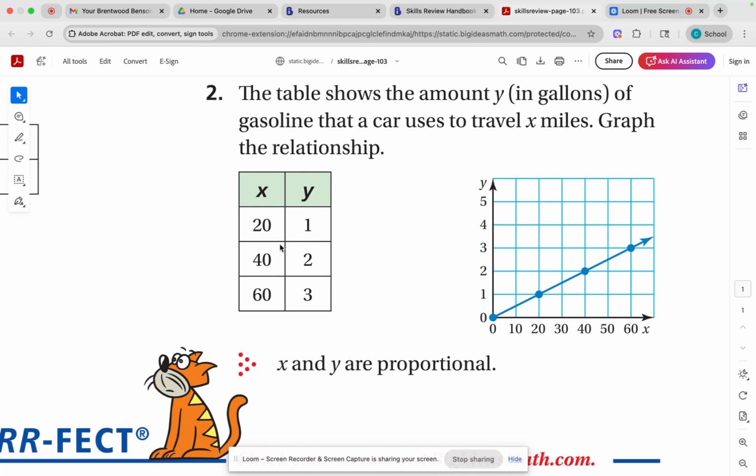Is b always equal to 0? No, b is wherever it crosses the y line. It could be 1, 2, 3, 4. Right now on these easy equations, they're making it 0. Later on, it'll start at a number.